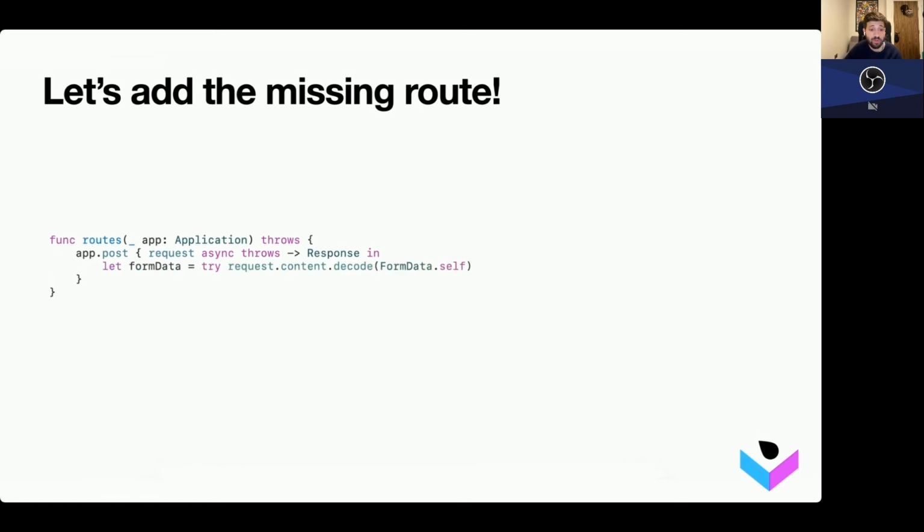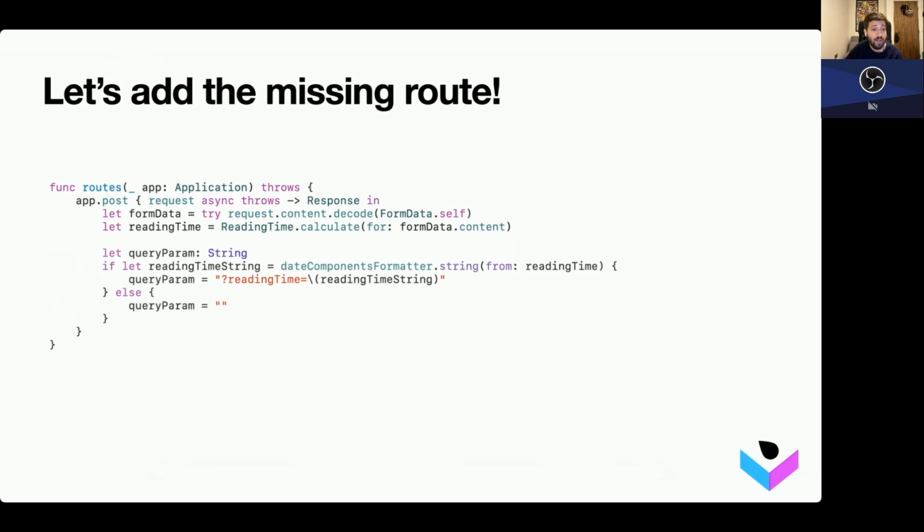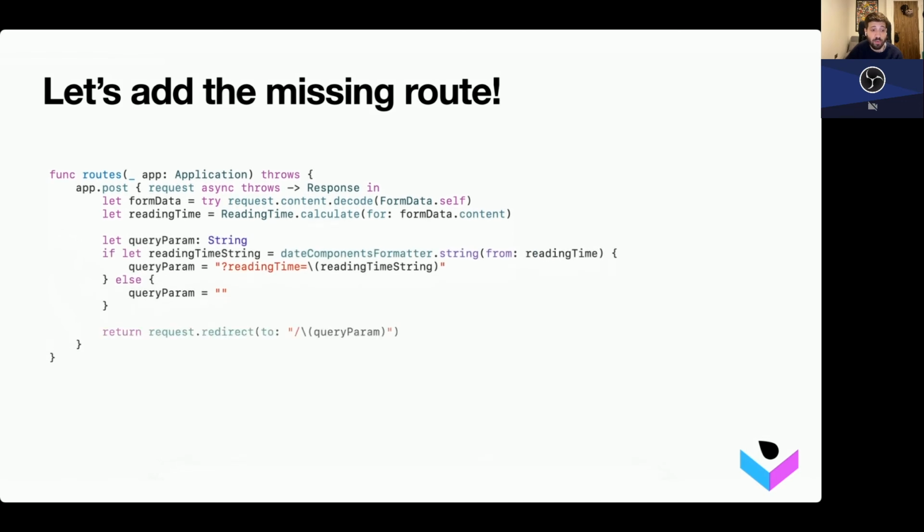And what we're going to do is, again, decode the contents of the request. In this case, it's just going to be one variable from the text area, the content of the text area. We are going to calculate the reading time with our library. And again, this is running server side, so we can run our Swift code that we originally had server side. And then we create a query parameter. We can make a redirect to the root of the application with a query parameter that we can then use to display the reading time.